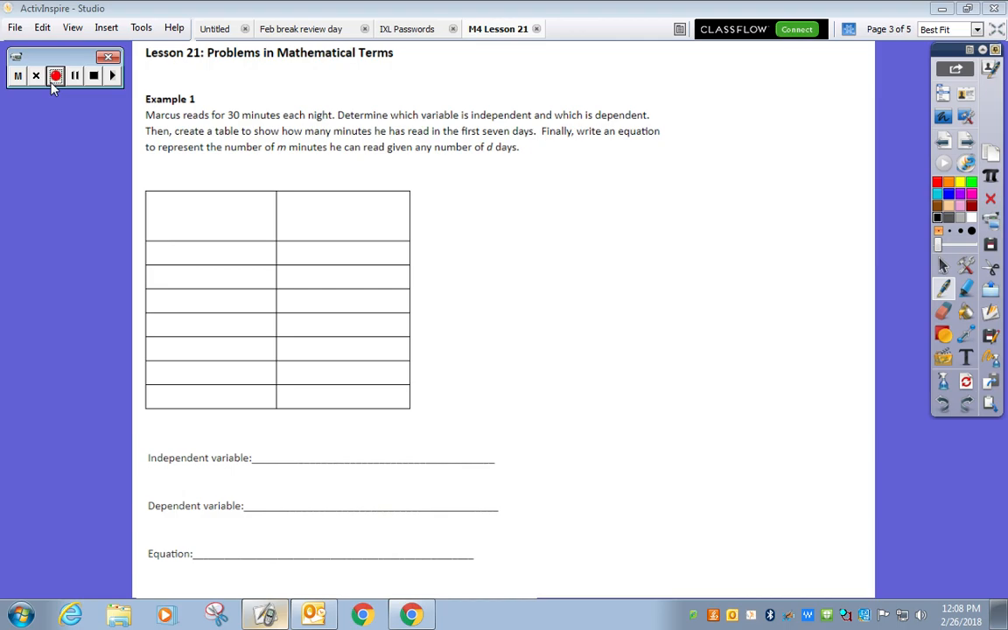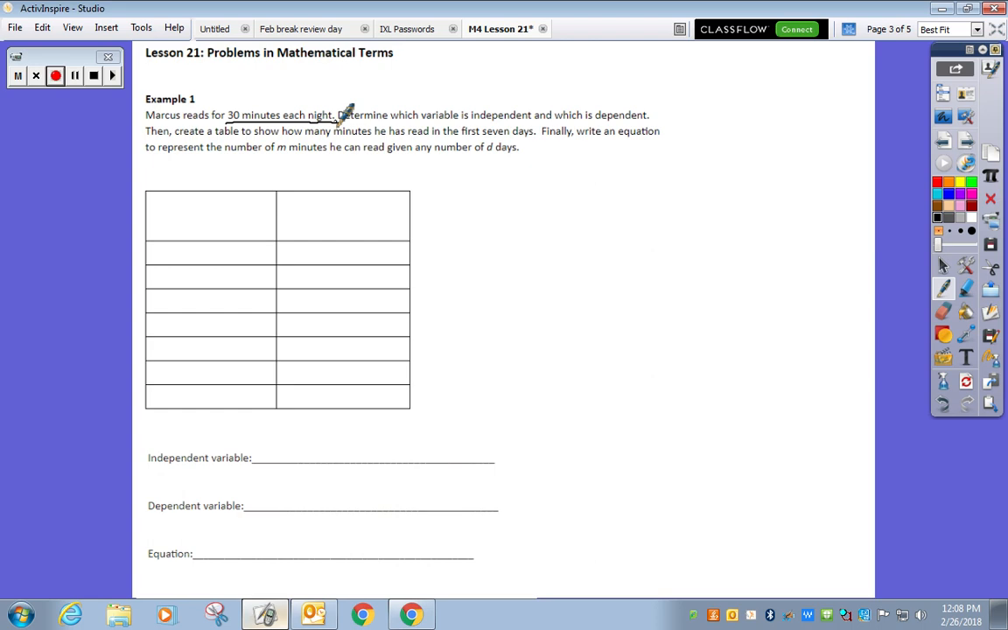So the first example says that Marcus reads for 30 minutes each night. Determine which variable is independent and which is dependent. Then create a table to show how many minutes he has read in the first 7 days. Finally, write an equation to represent the number of minutes, m, he can read given any number of days, d.